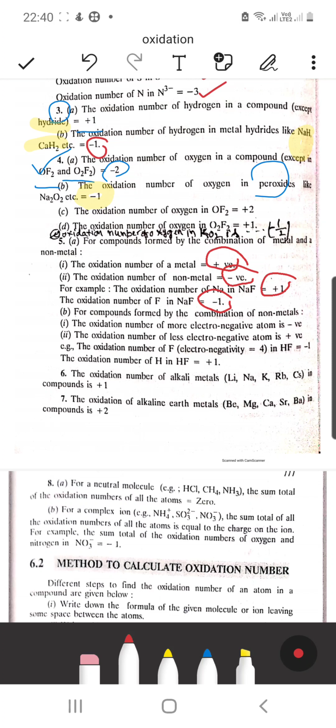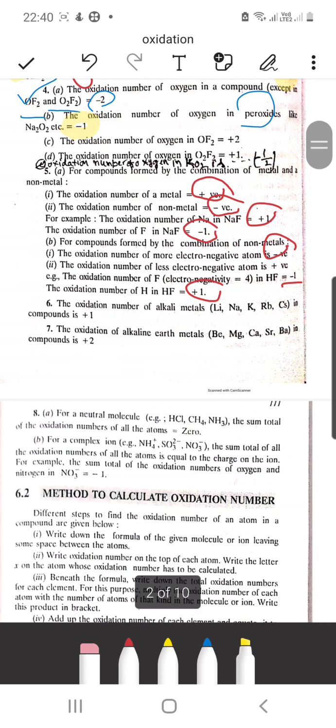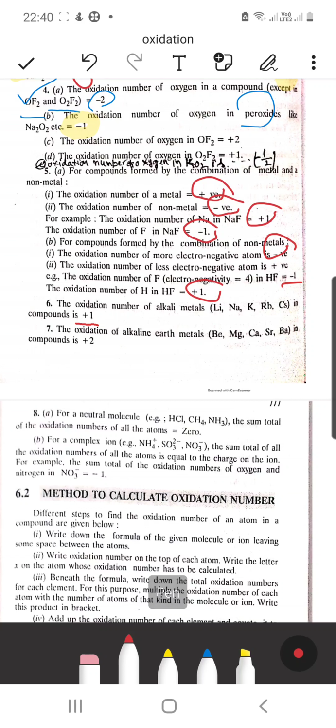For compounds formed by combination of nonmetals, the more electronegative atom has a negative and the less electronegative has a positive charge. The oxidation number of fluorine in HF is -1 and that of H in HF is +1. The oxidation number of alkali metals, that is of the first group, is +1 and of alkaline earth metals is +2.